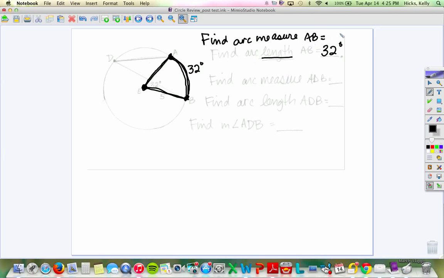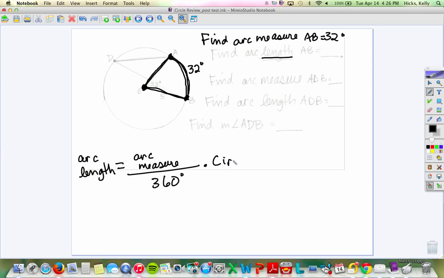Okay, the next part says, oh, I wrote that wrong, didn't I? Time out. All right, the next question says, find the arc length of AB. Well, I need to come down here where I have a little extra space. You've seen me do this several times in class, but arc length is a formula that we need to know. Arc length formula is arc measure, which is degrees, divided by 360, which is also degrees, times our circumference, which is 2 pi r.